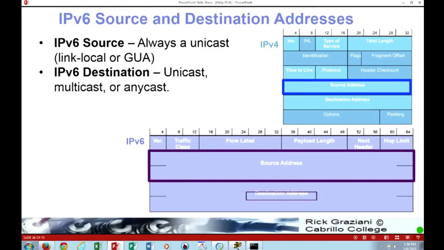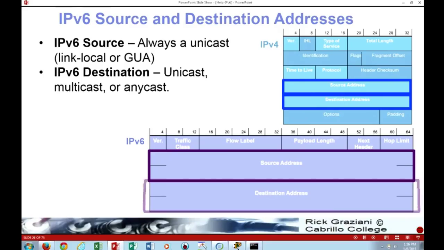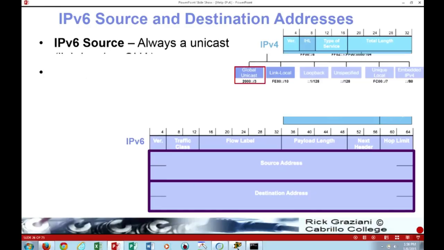Okay, so source and destination addresses for both IPv4 and IPv6 are always a... oh, are always a unicast, no, the source is always a unicast. For both IPv4 and IPv6, the unicast can only come from one device. The destination address can be a unicast or a multicast, or it's also known as an anycast. I won't get into that here.